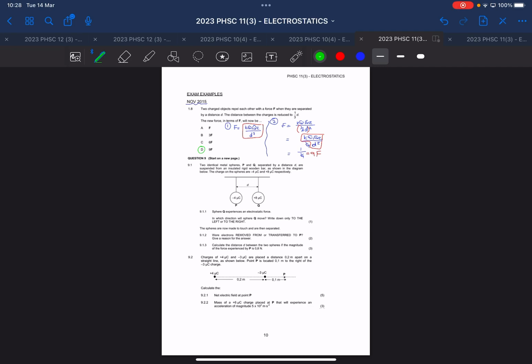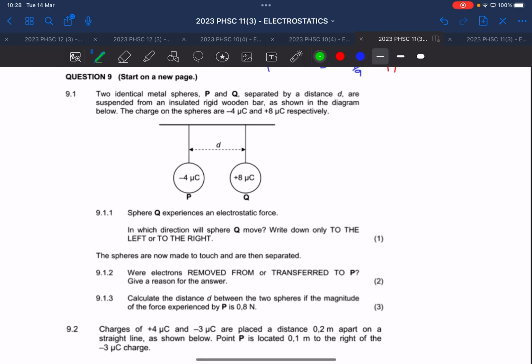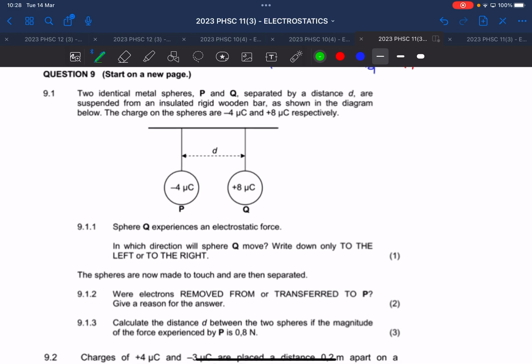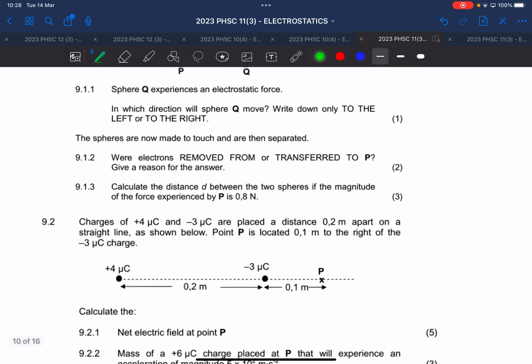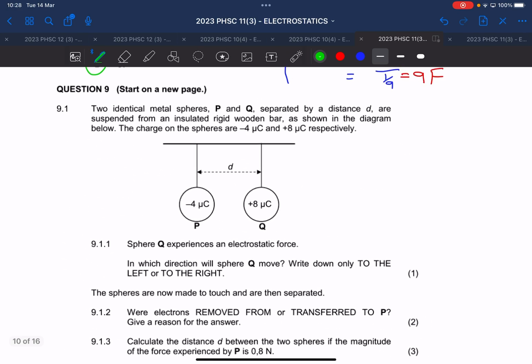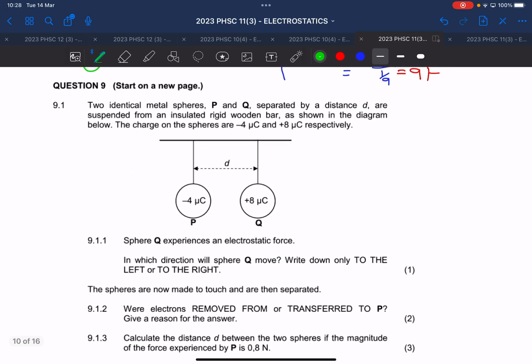Then I want to go to question 9.1. We're just going to do 9.1, not 9.2 today. It says two identical metal spheres separated by a distance D are suspended from an insulated rigid wooden bar as shown in the diagram below. So the wooden bar is there. And they have charges that and that respectively.